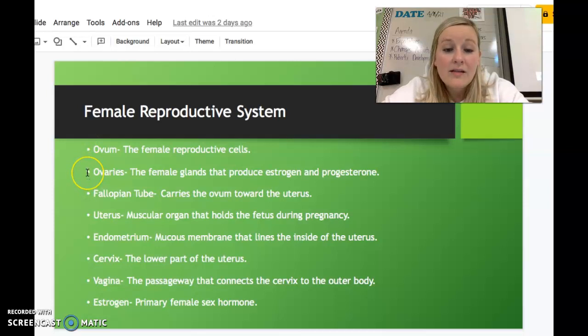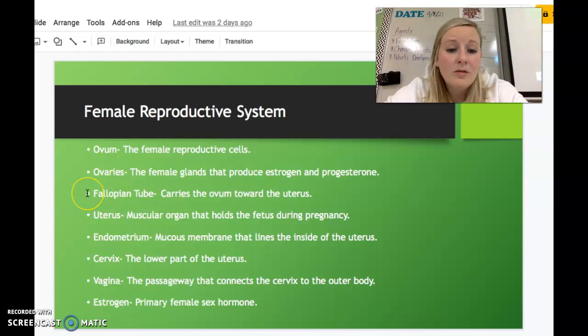The ovaries are the glands that produce estrogen and progesterone. So the ovaries make the ovum. They are what makes the female reproductive cells, the ovum, to even be a thing. Okay, and the ovum are going to be located within the ovaries.